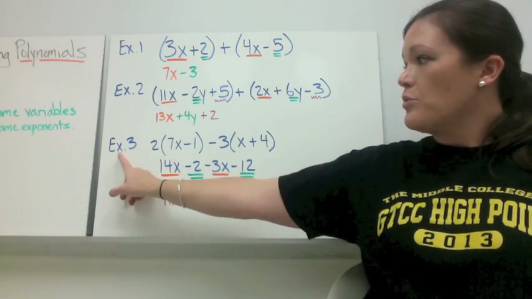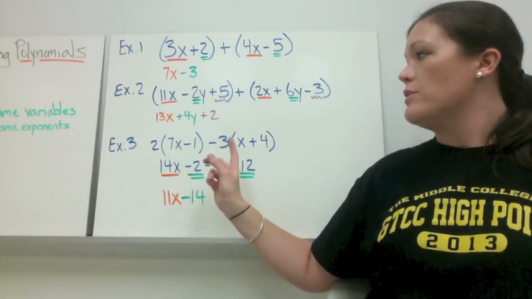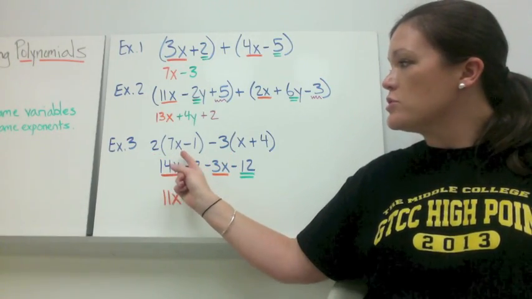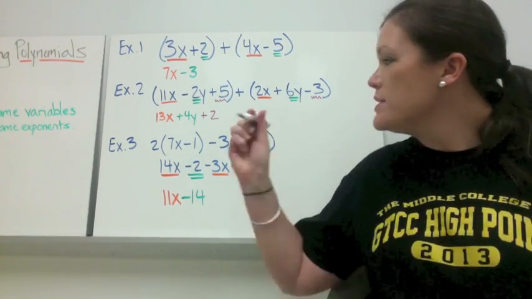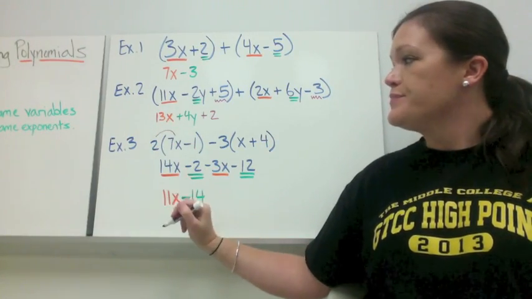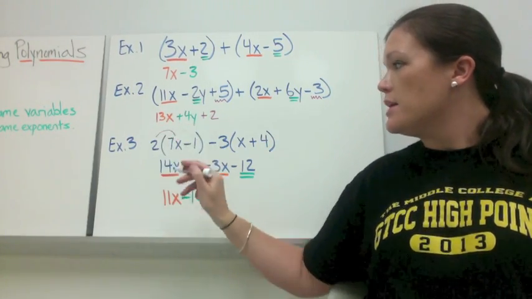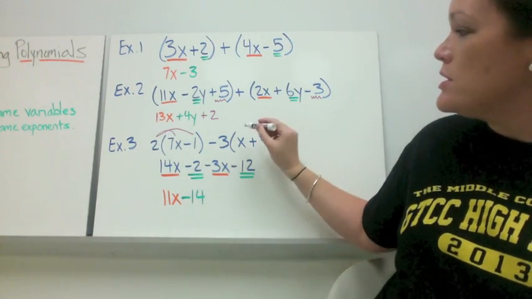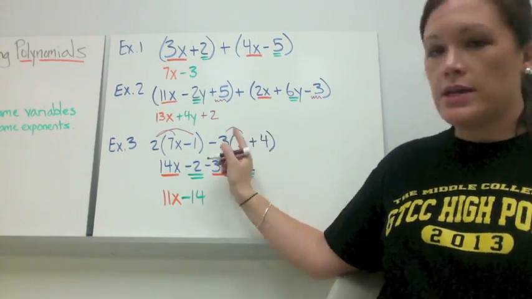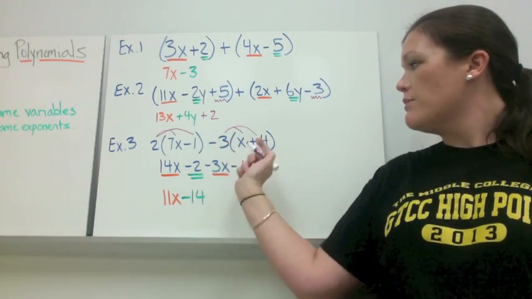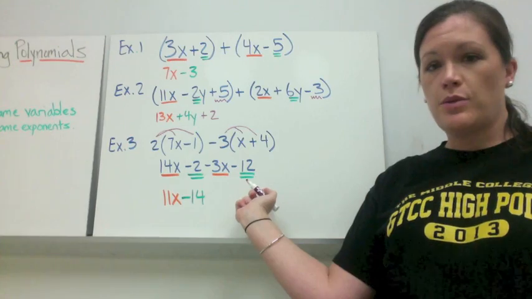On example 3, what if we have a number in the front of our parentheses? So the first step here would be to distribute. So if we say 2 times 7x, we get 14x. If we say 2 times negative 1, we get negative 2. I also need to distribute the negative 3. So I end up with negative 3 times x is negative 3x, and negative 3 times 4 is negative 12.